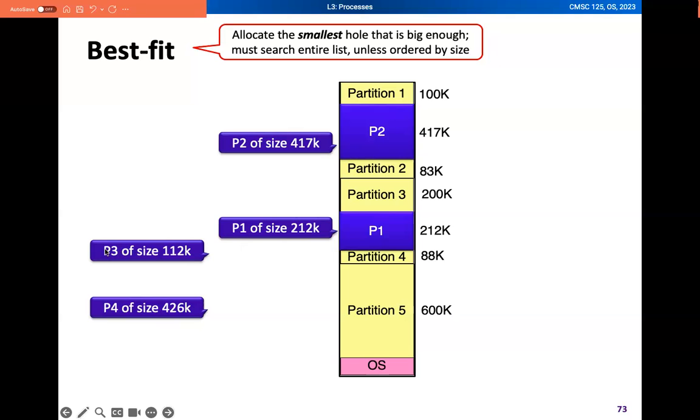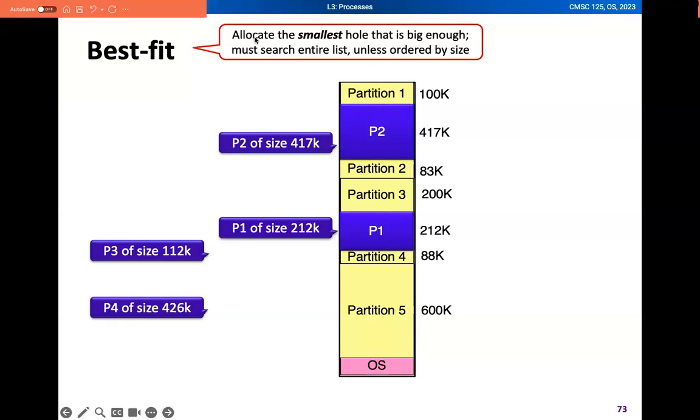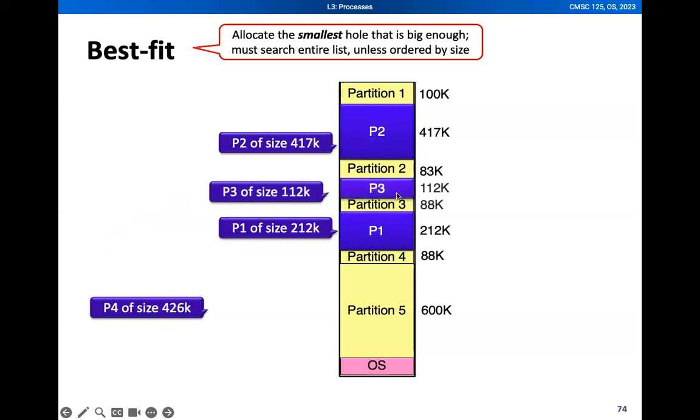Now, what about P3? P3 has a size of 112K. So where are we going to put 112K? Let's look for the smallest hole. First would be the 83K in partition 2, but that's not enough for P3. Next is partition 4 of 88K, not enough for P3. Next would be 100K, and still not enough for P3. So next would be partition 3. So we are going to put P3 in here, and we will have 88K left.